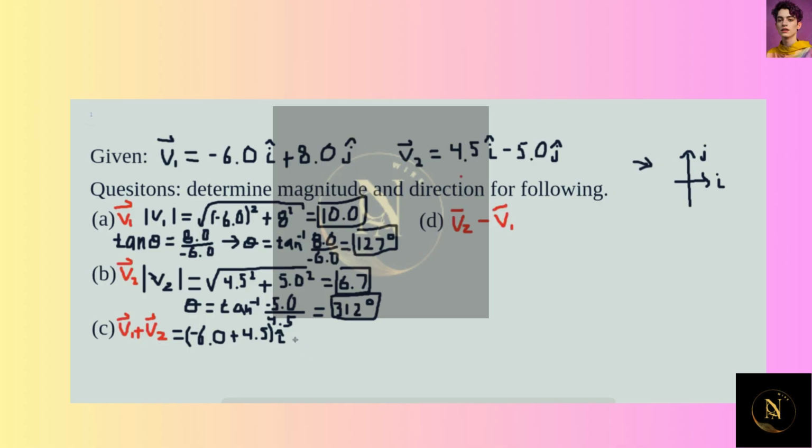And then you are going to add to that what's going on in the j hat direction, which is 8.0 minus 5.0. And this is all, close these parentheses. Oh, those aren't very good parentheses.